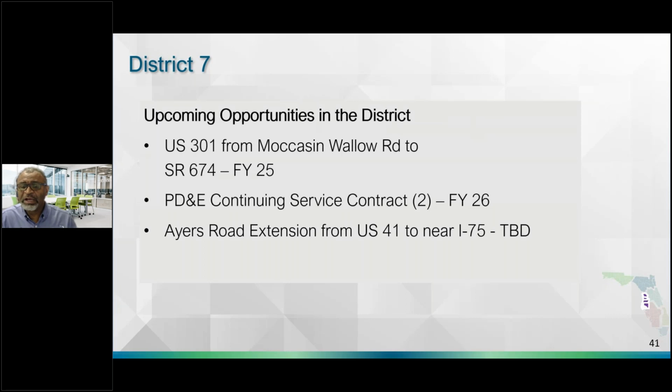And this next one, we are not exactly certain when you will see this on our cap. It's the Ayers Road extension from US 41 to near I-75 in Hernando County. We're currently doing a feasibility study on this corridor. Parts of it will be on new alignment. So stay tuned for more information about this Ayers Road extension. I call it the Ayers Road extension because we had an Ayers Road extension, and now this is an extension of the extension.